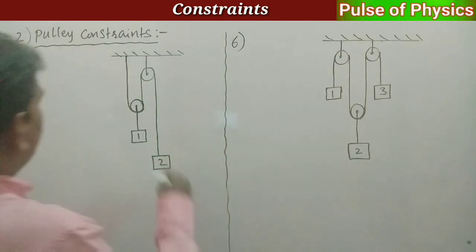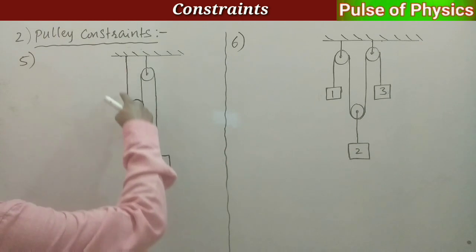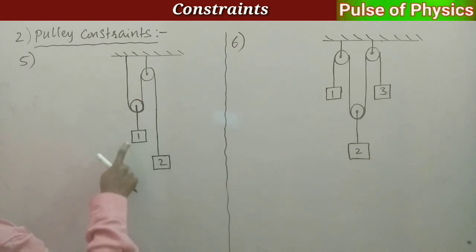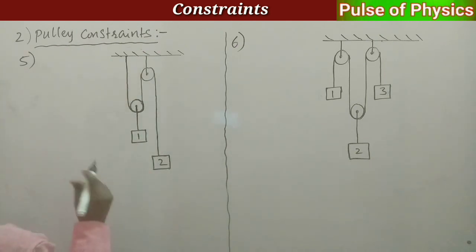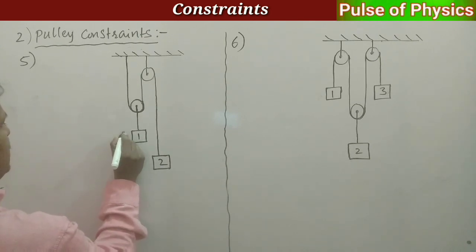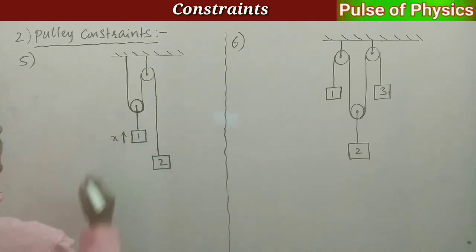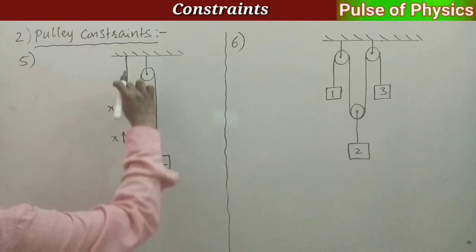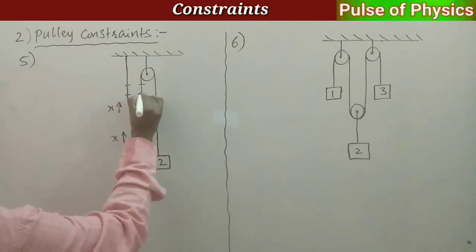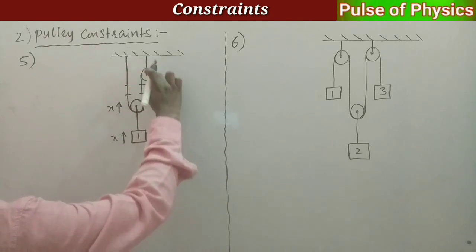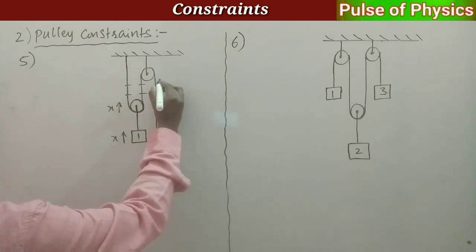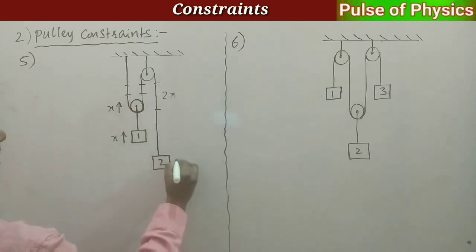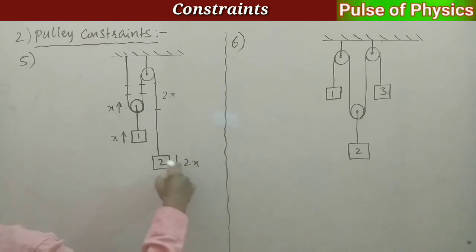Fifth problem. 2 blocks are connected with the help of 1, 2, 3 strings and 2 pulleys. Here, analyze motion. If this block moves x centimeter up, then this pulley moves x centimeter up. Then here and here length becomes loose x centimeter. It will be transferred to this. Here automatically how much length transfers here? 2x length. Then this block moves 2x centimeters down.